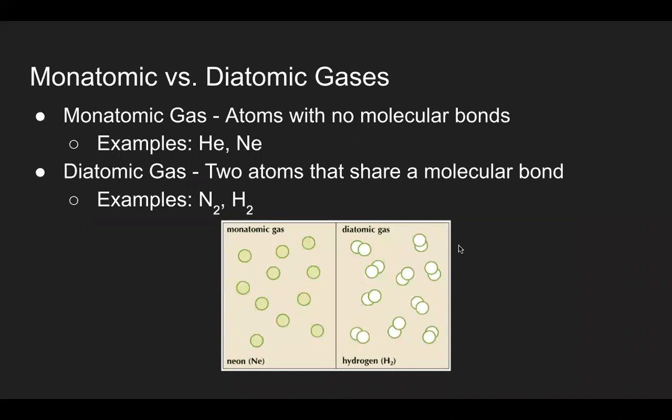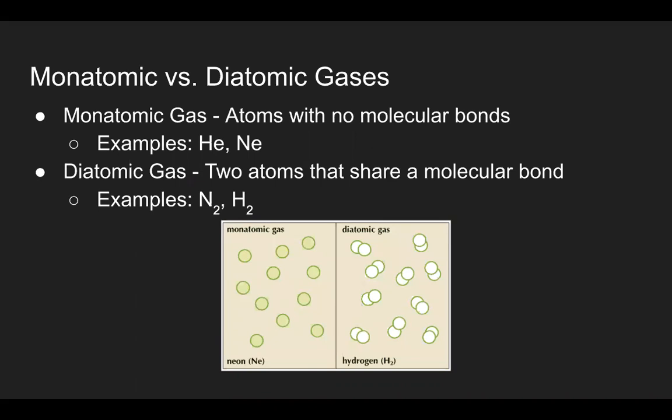From chemistry, monatomic gases are individual atoms that are not molecularly bonded with any other atoms. These are usually the noble gases, which are on the farthest right side of the periodic table because they don't have any available valence electrons to be bonded to other valence electrons from other atoms. Some examples are helium and neon.